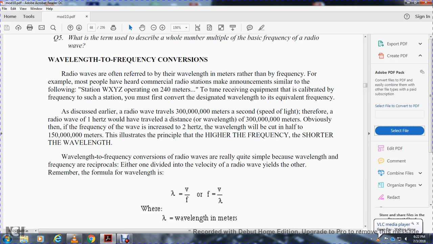To convert the designated wavelength to the equivalent frequency, recall as discussed earlier that the radio wave travels 300 million meters per second. Therefore, a radio wave at 1 hertz would have a wavelength of 300 million meters. Obviously, if the frequency of the wave is increased to 2 hertz, the wavelength will be cut to 150 million meters. This illustrates the principle: the higher the frequency, the shorter the wavelength.